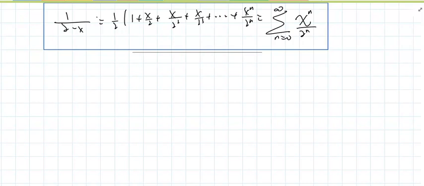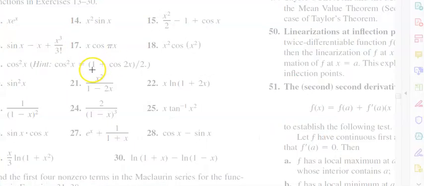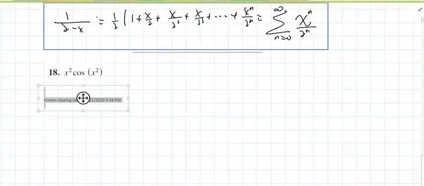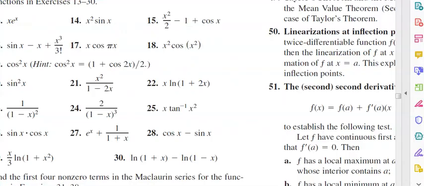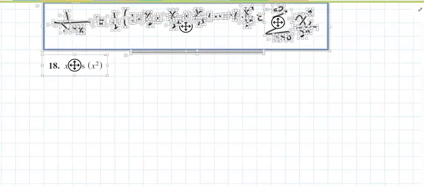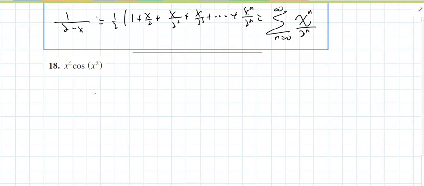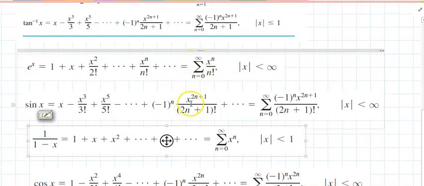Next problem I would like to look at, problem number 16. That one's in 5 brackets. So to get 16, I really would like to look at what a cosine looks like. And I have a cosine right here.